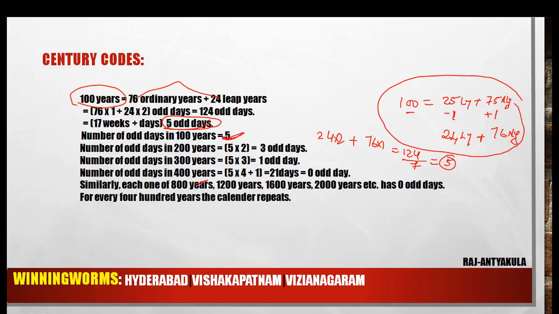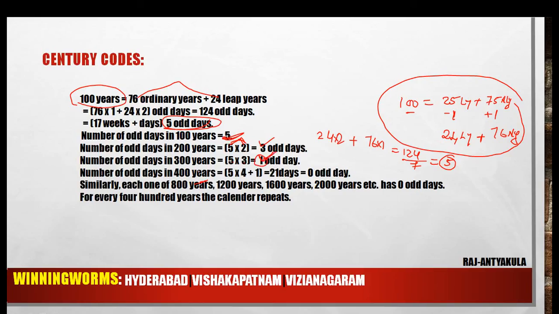Okay. For 200 years, 5 into 2, which is 10. When 10 is divided by 7, the remainder is 3. So for 200 years, the number of odd days is 3. For 300 years, 5 into 3, because for 100 years there are 5 odd days. So 15. 15 divided by 7, the remainder is 1. So for 300 years, the number of odd days is 1.